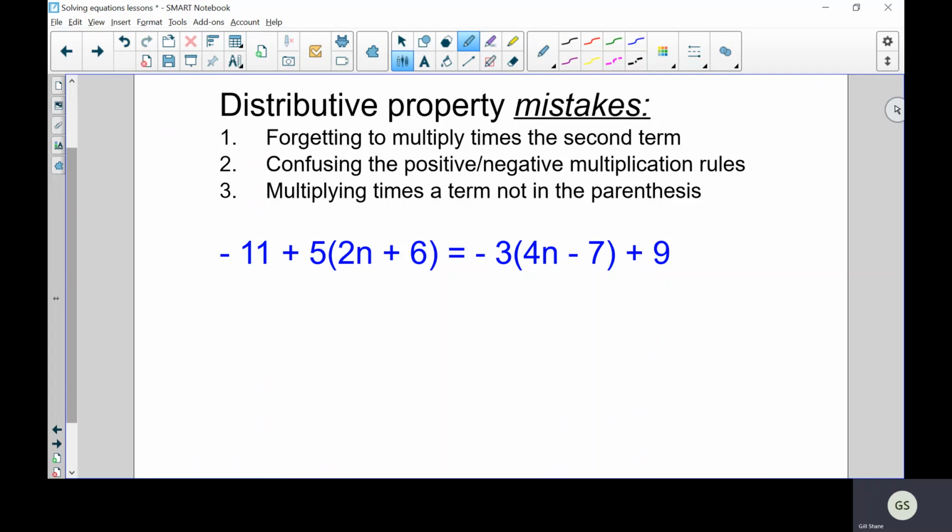I've already briefly mentioned the first mistake, forgetting to multiply. So everybody tends to remember to multiply times the first term, but a lot of times people forget to multiply times that second term. So there's the first mistake. Should be pretty easy to correct. So again, I'm going to multiply this term times that, and that term's also times that. Always, whenever I'm drawing these lines, I'm multiplying times those terms.